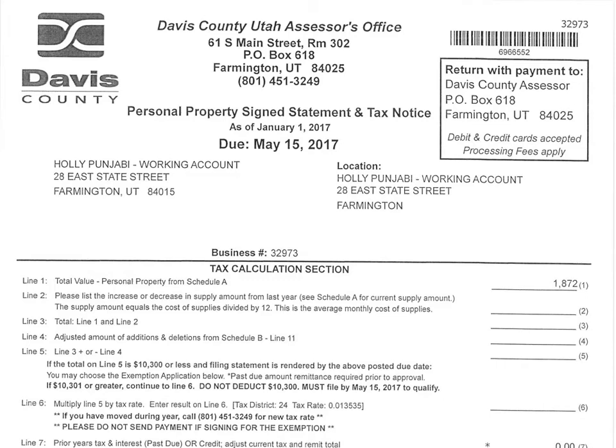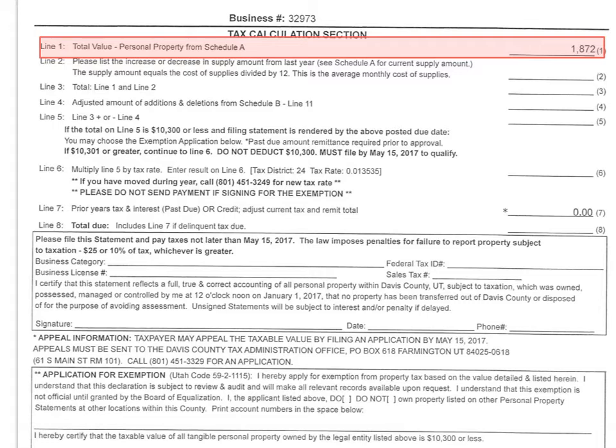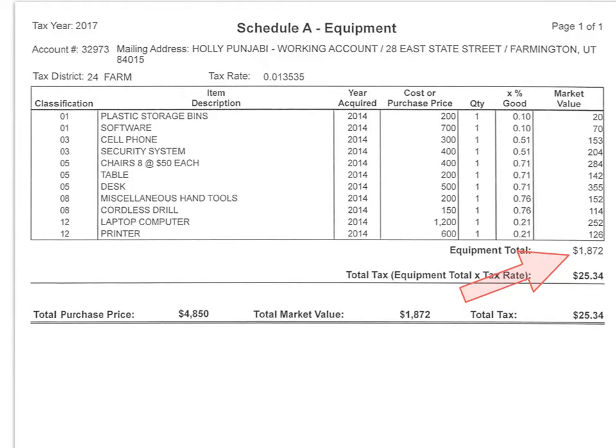Welcome to the Davis County Assessor's Office video on how to fill out a personal property filing statement for an existing business. As you will note, on line 1 there is already a value filled in. This is the amount of the value of items you have previously declared on your personal property filing statement. This amount is the total of all assets listed on your Schedule A.